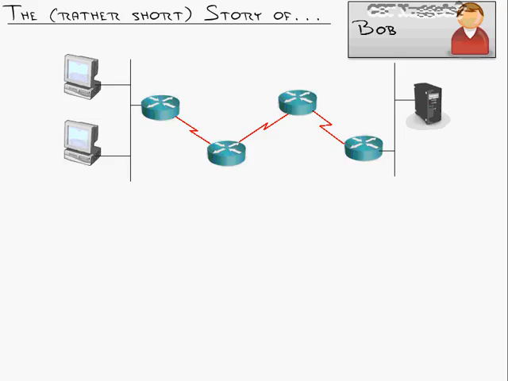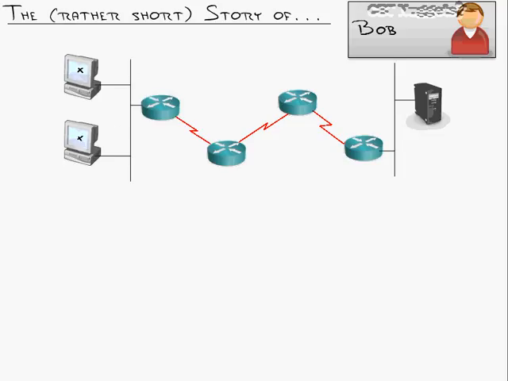Let's start off with the rather short story of Bob. Bob is our local boy packet, meaning that he is a packet that originates on a network segment and stays on that network segment. He represents local communication, maybe moving from this computer right here down to this computer right here without ever leaving the local network.